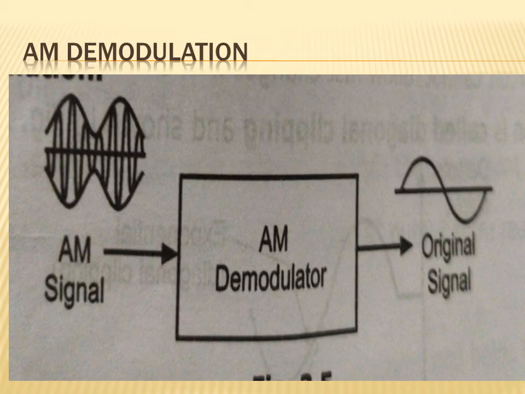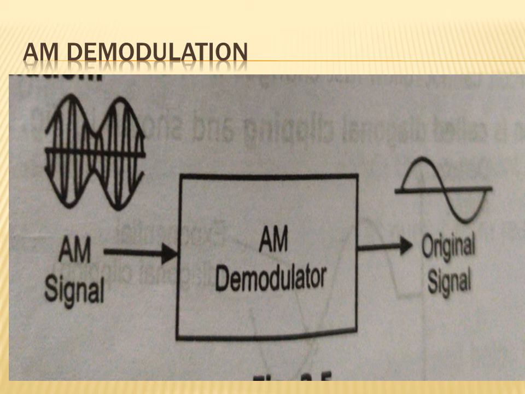Next one is AM demodulation. The AM signal is given to the AM demodulator, and at the output of the AM demodulator we are getting the original signal back.